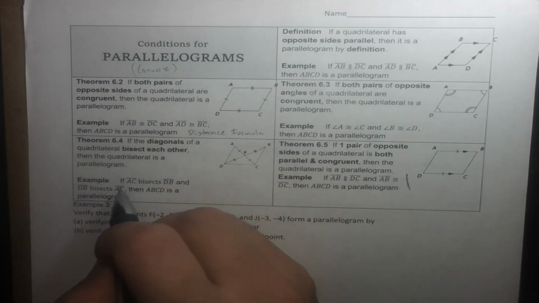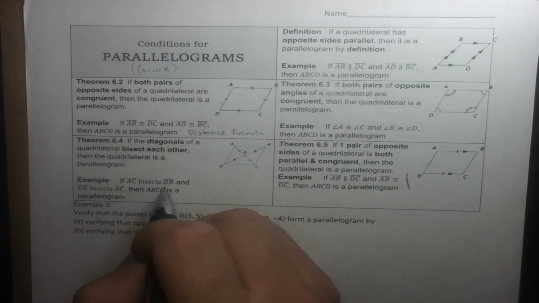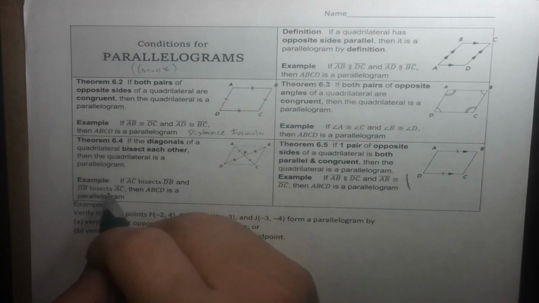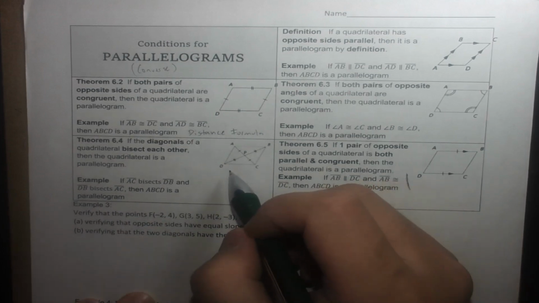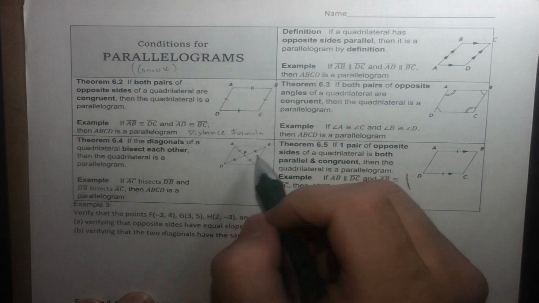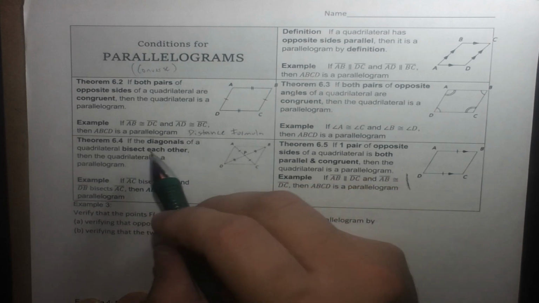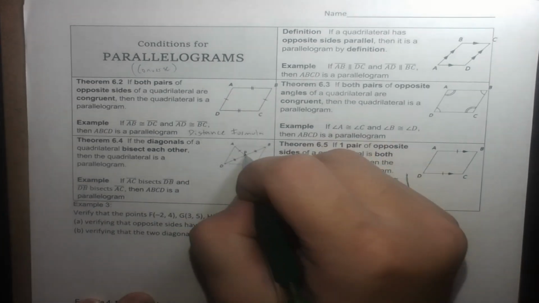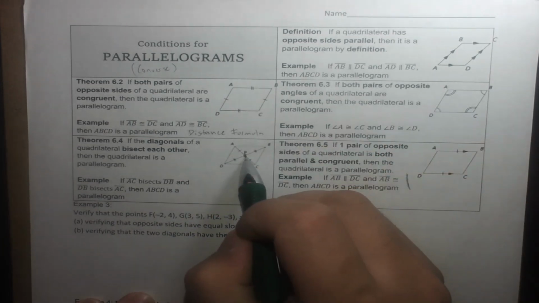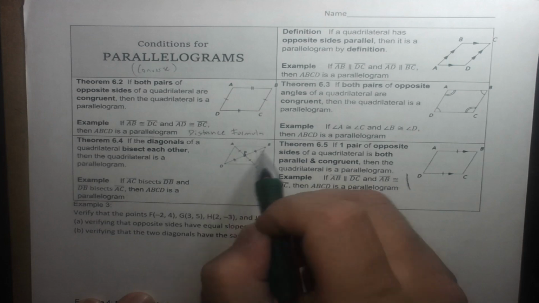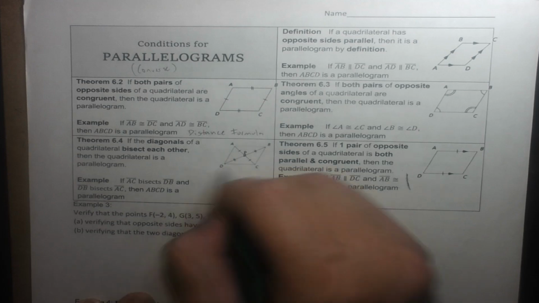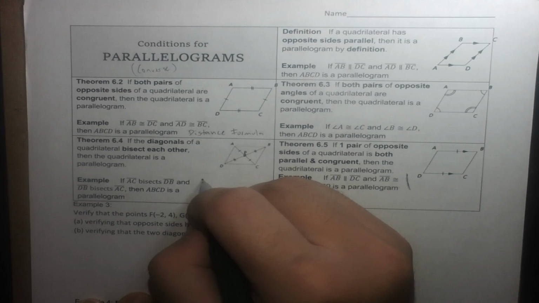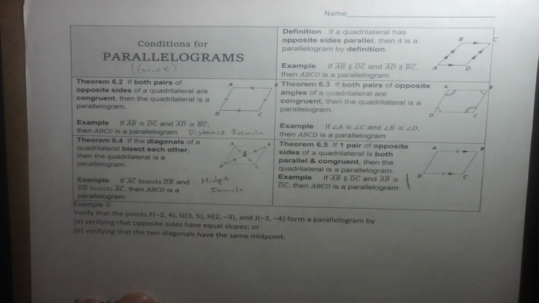So here's an example. If line segment AC bisects line segment DB, and line segment DB bisects line segment AC, then this figure is a parallelogram. So how do we know if these two line segments bisect each other? Well, remember, if you have something that bisects another thing, it creates a midpoint. So this midpoint here is going to help us know if these two segments are getting bisected. And how do we figure that out? So on a coordinate plane, if you have the points, then we can use the midpoint formula to figure that out. So midpoint formula, all right?